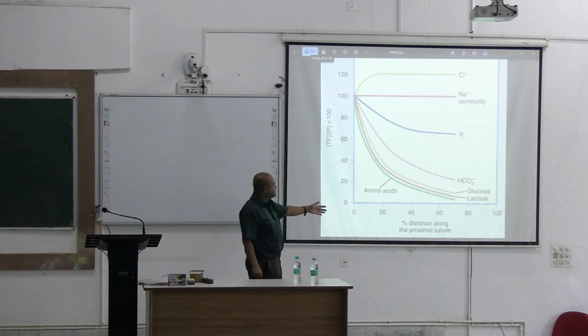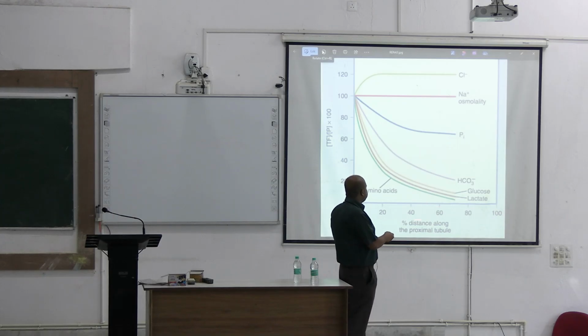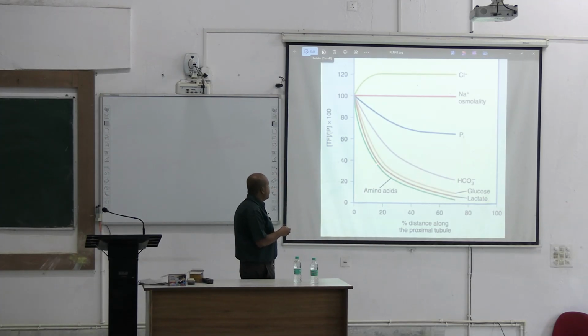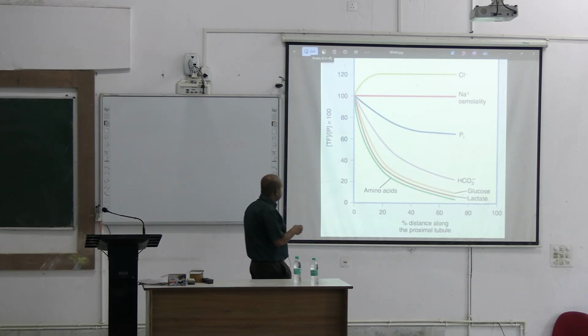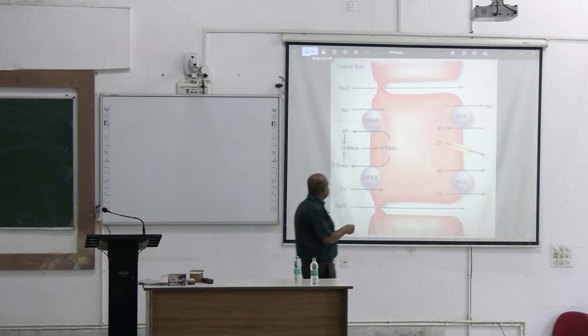And after the first half, leave this percentage distance along the proximal tubule. Along the proximal tubule, most substances are reabsorbed. Glucose almost 100%. What is less reabsorbed, that is chloride and all, so they still remain. So leave this. This is in the second half of the proximal tubule.